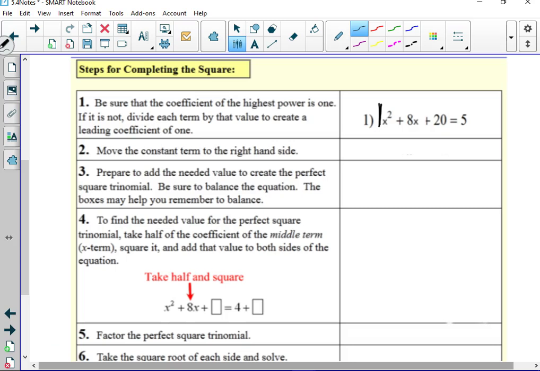Now, move the constant term to the right-hand side. This is the constant. So we're going to move this over here by minusing 20. So we're going to have x squared plus 8x. We're going to leave a space here equals negative 15.